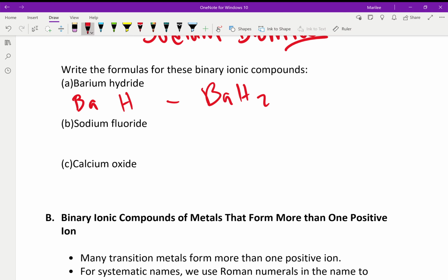So sodium fluoride, sodium is Na, fluoride is F, and we write that NaF. Calcium oxide, calcium is Ca, oxide is O, so that we would write as CaO.